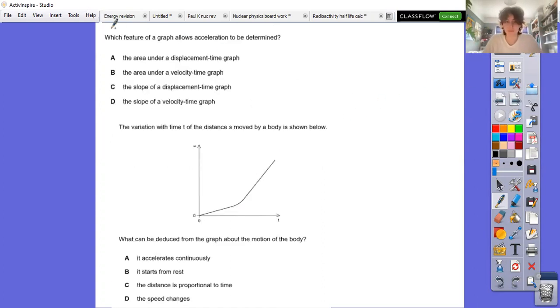Next one, number 2. Distance. Would it be the slope of the velocity-time graph? Correct. Absolutely. Spot on. Good. Next one, number 3.